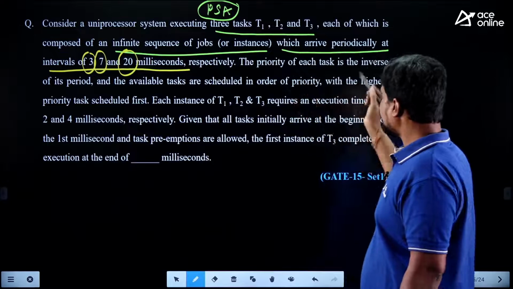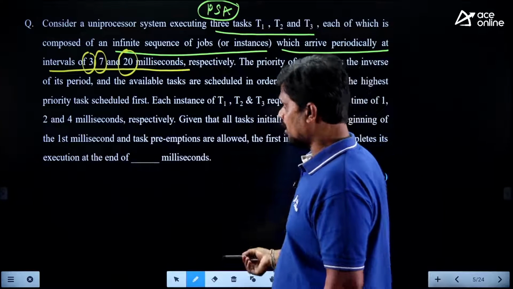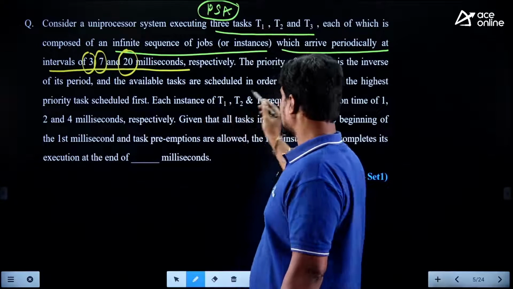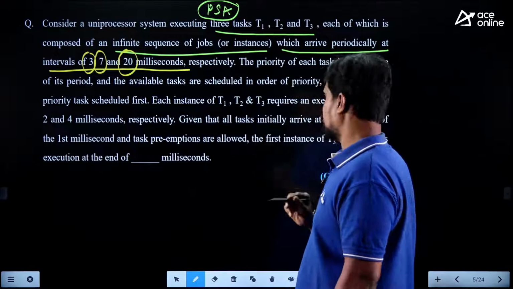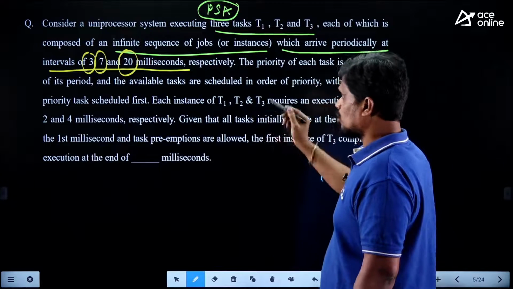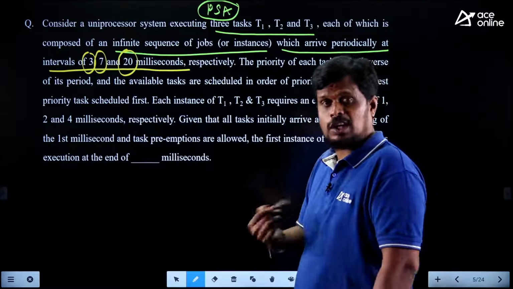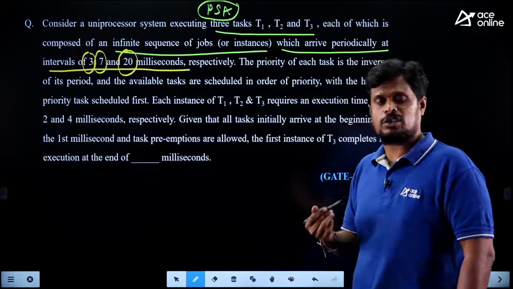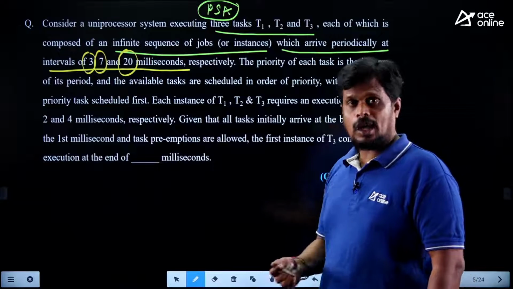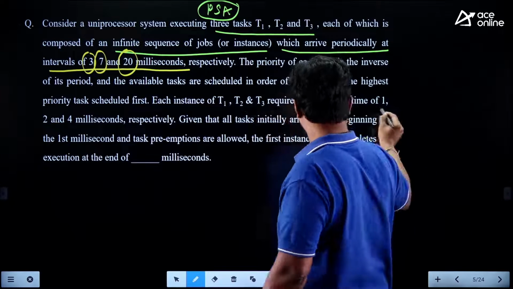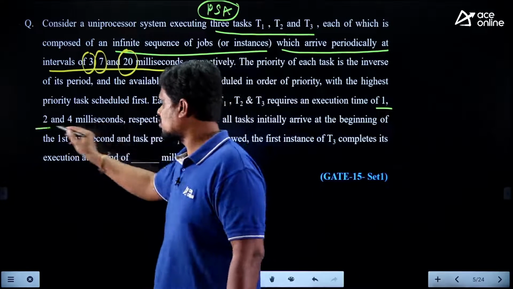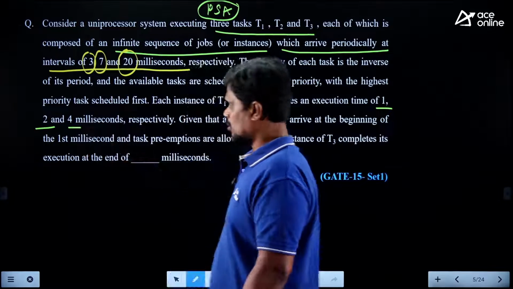The priority of each task is the inverse of its period, and the available tasks are scheduled in order of priority, with the highest priority task scheduled first. For every instance, or every appearance of T1, T2, T3, they execute on the CPU for how much time? If it is T1, 1 unit of execution. If it is T2, 2 units. If it is T3, 4 units of execution.